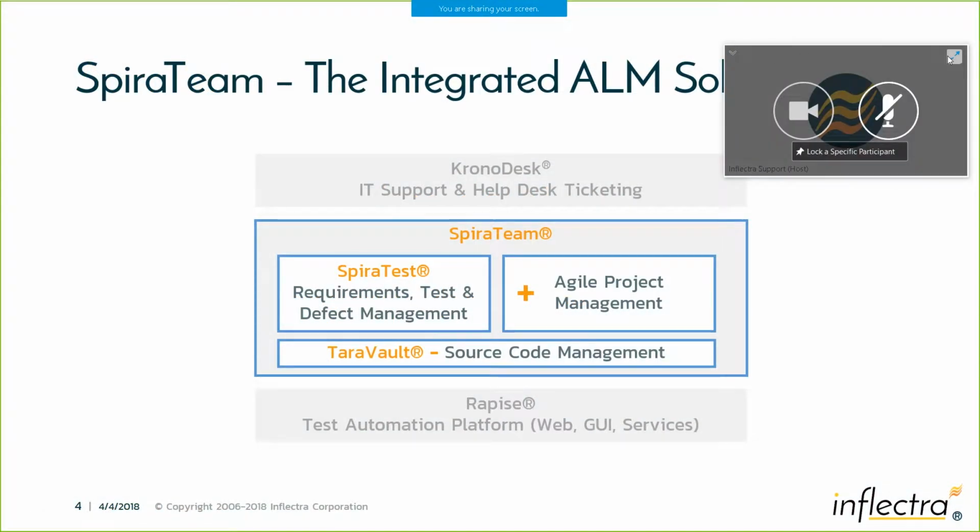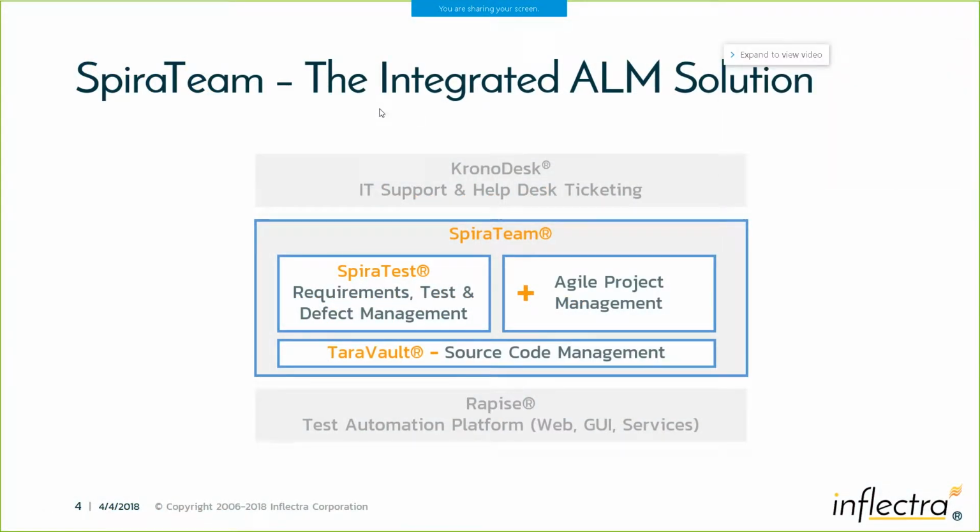So SpiraTeam is our integrated application lifecycle management solution, and what that means is that SpiraTeam can manage your project in its entirety from beginning, the inception, right through to the end. It includes our SpiraTest test management solution as a core part of the functionality, and that gives you requirements management, test management, and bug tracking. But it also adds onto it a full Agile project management toolkit as part of that. And we also have a source code management solution called TaraVault, which is bundled with SpiraTeam, and that's based on the popular Git and Subversion source code management tools.